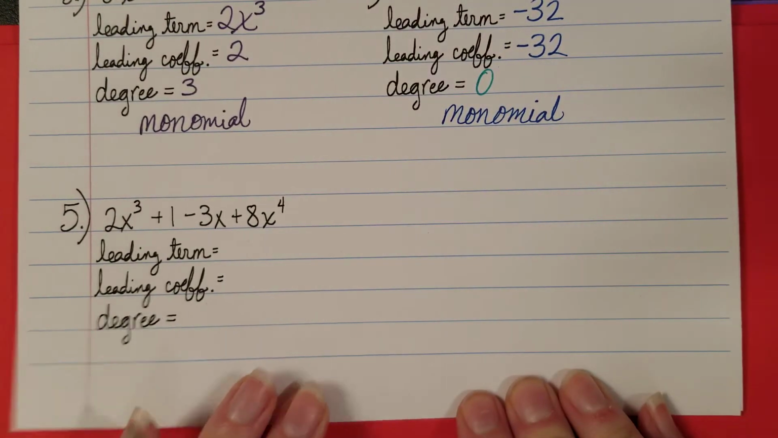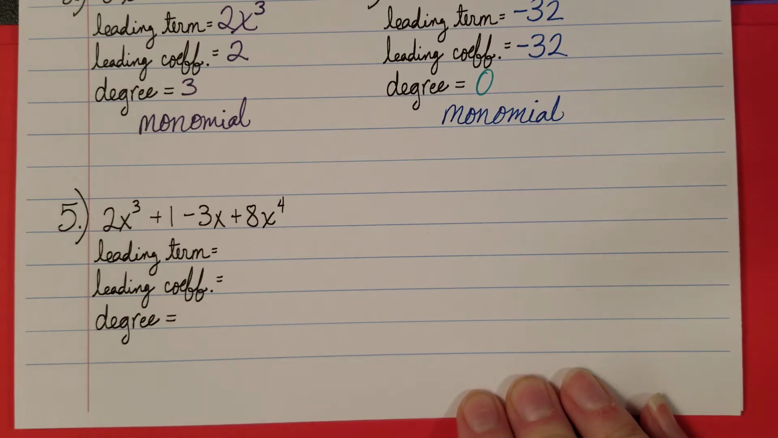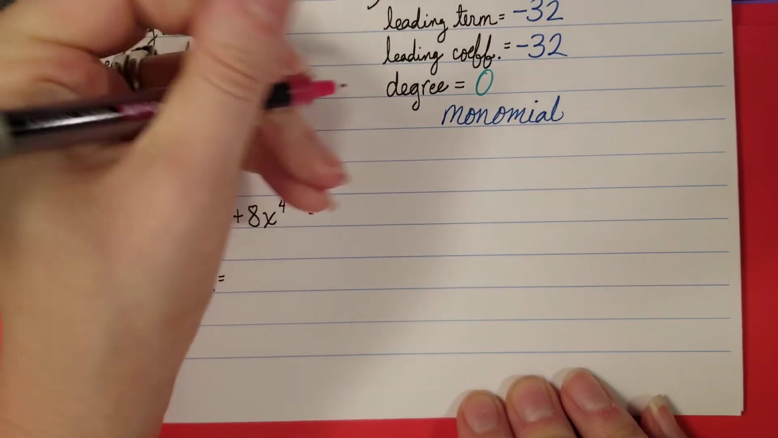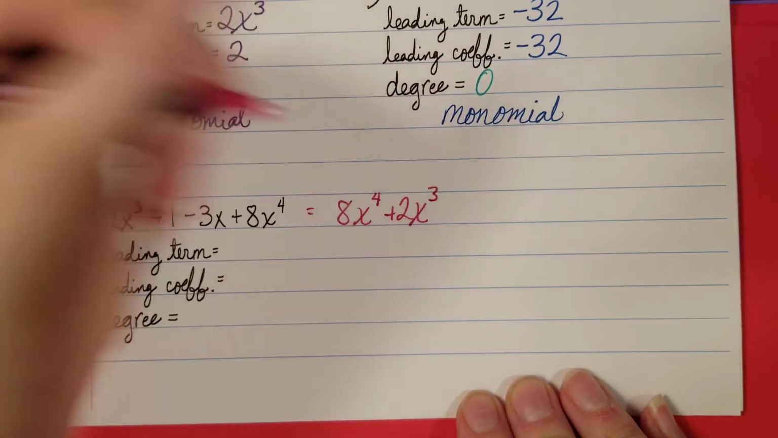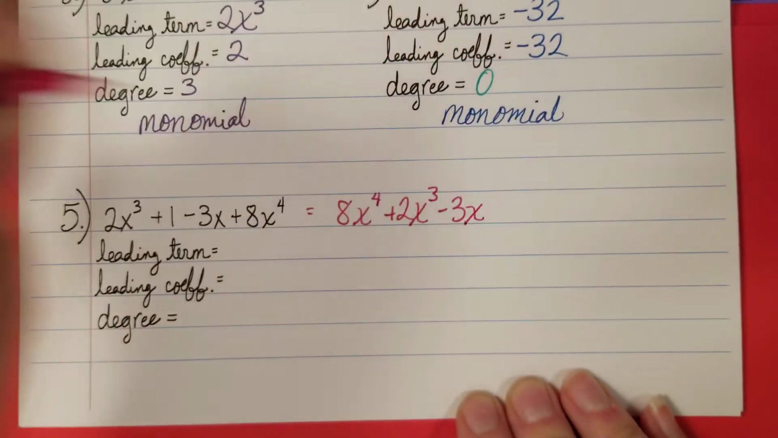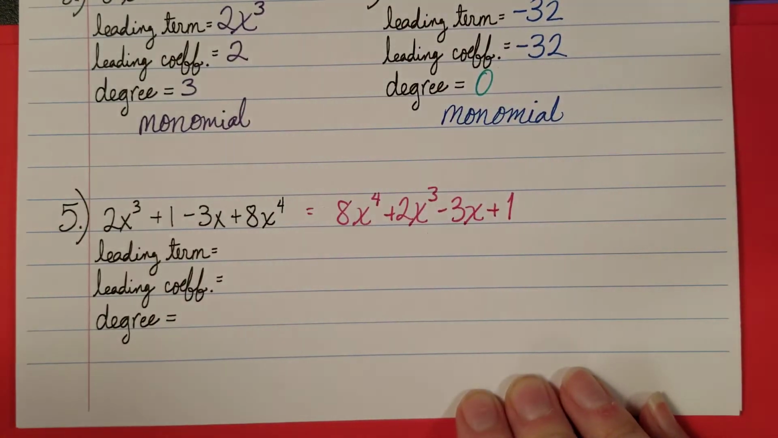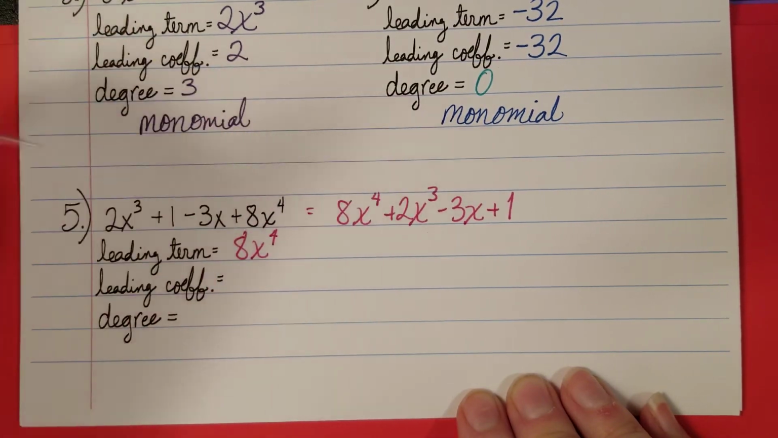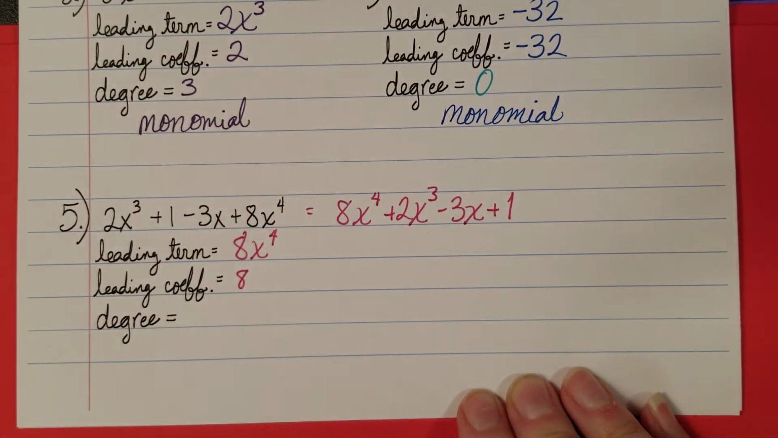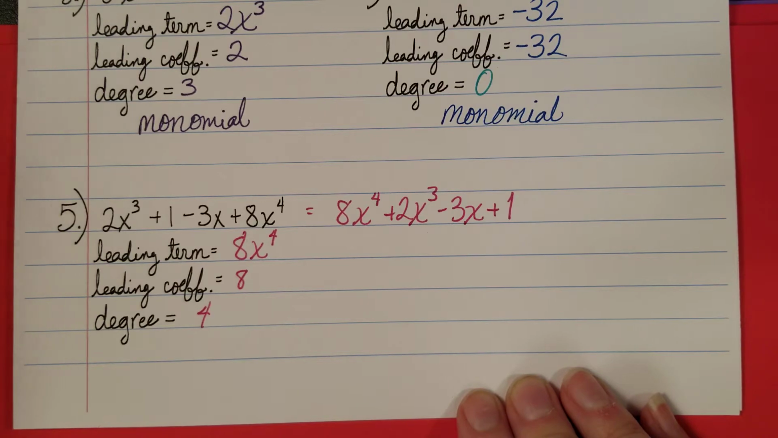Okay, number 5. So let's put this in order first of all. So the first term would be 8x to the 4th. Then we'd have plus 2x to the third minus 3x. And then last we have the constant. So the leading term is 8x to the fourth. The leading coefficient is 8 and the degree is 4. And that could not be classified as either a monomial, a binomial, or a trinomial because it has 4 terms. So in that case, we don't give any specific classification for that. All right.